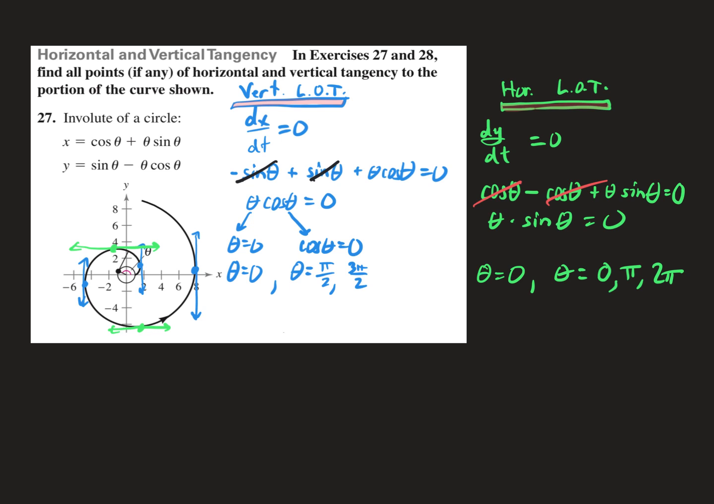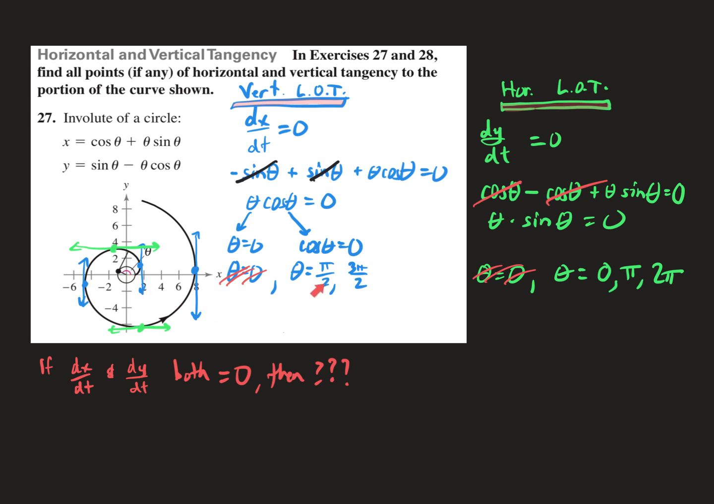So, what have we got here? We can't say that we have a vertical line of tangency or horizontal line of tangency when theta is 0, because they can't both be simultaneously 0. Remember that. If both dx/dt and dy/dt are 0 simultaneously, then all bets are off. We don't know what's happening. So we're going to have to call off theta equals 0. Notice when theta is equal to 0, x is 1 and y is 0, and at that point, 1, 0, clearly there's no line of tangency that's horizontal or vertical.